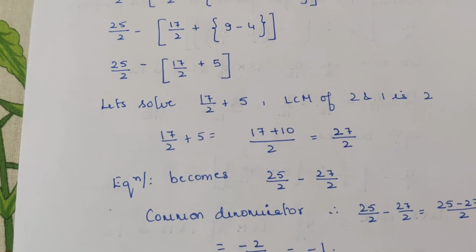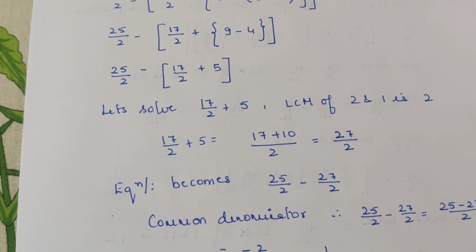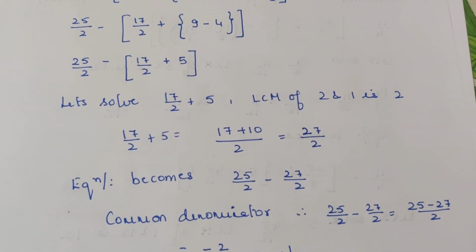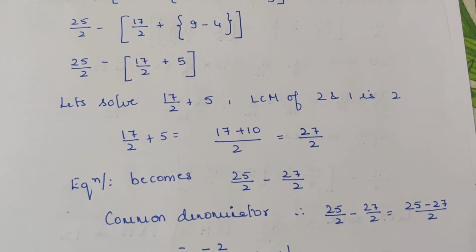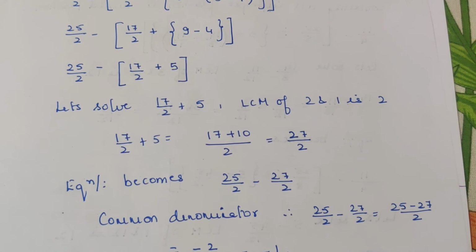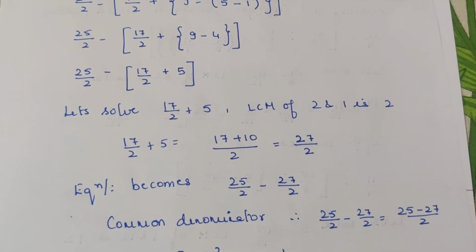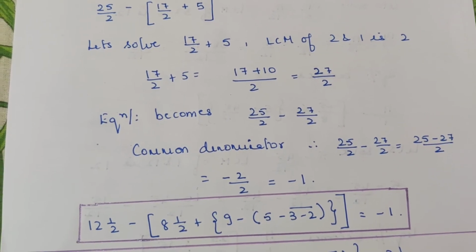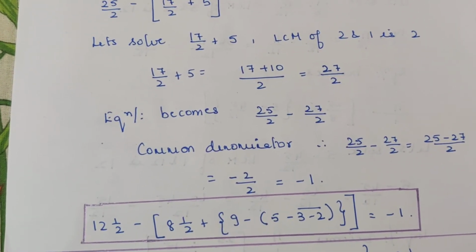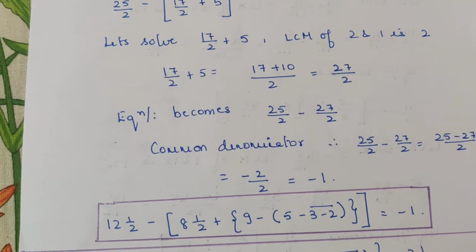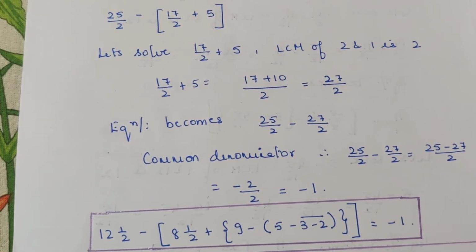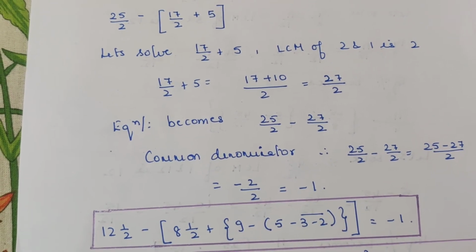Therefore, the final equation becomes 25 by 2 minus 27 by 2. It is a common denominator. Therefore, 25 by 2 minus 27 by 2 is equal to 25 minus 27 by 2. That becomes minus 2 by 2, that is equal to minus 1. Therefore, the final answer is minus 1. Hope this is clear. I'm just pausing for a few seconds for you to understand.